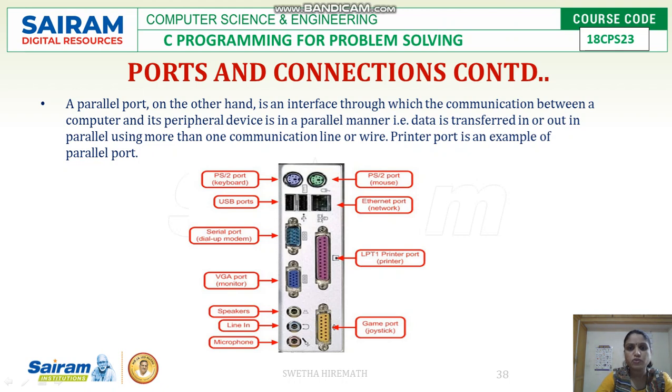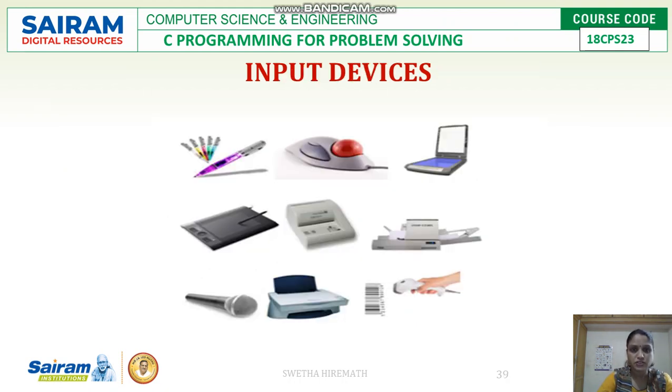And the USB port also is here. Ethernet port, like LAN connections and all, can be given here, and serial port and printer port. So all these are the different ports which we use in our desktop computers. We have parallel ports and serial ports through which we can connect our printers, plotters, then the monitors. So different peripheral devices can be connected by using these types of connections.